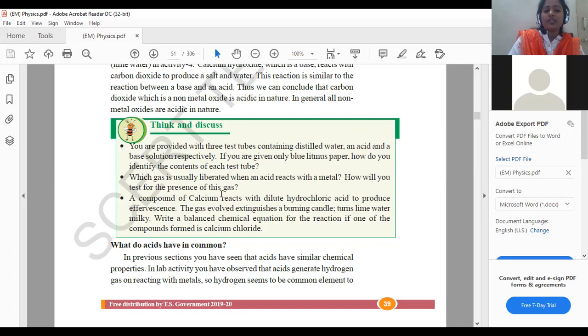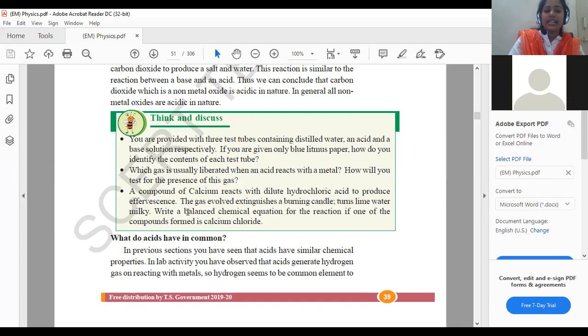How will you test for the presence of the gas? The released hydrogen gas is detected by an illuminating matchstick, otherwise a candle. Whenever the burning candle is brought near the hydrogen gas evolved from this reaction mixture, it will burn with a pop sound. By that you can identify the liberation of hydrogen gas in that reaction. This is the second one.